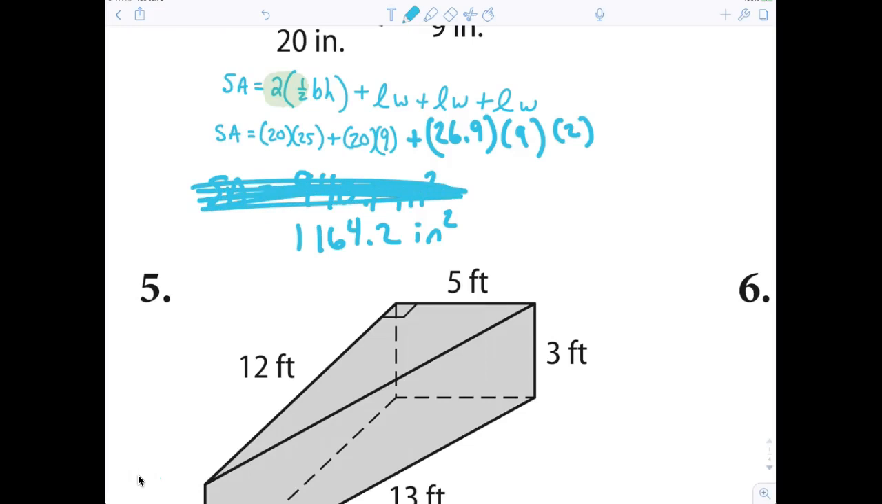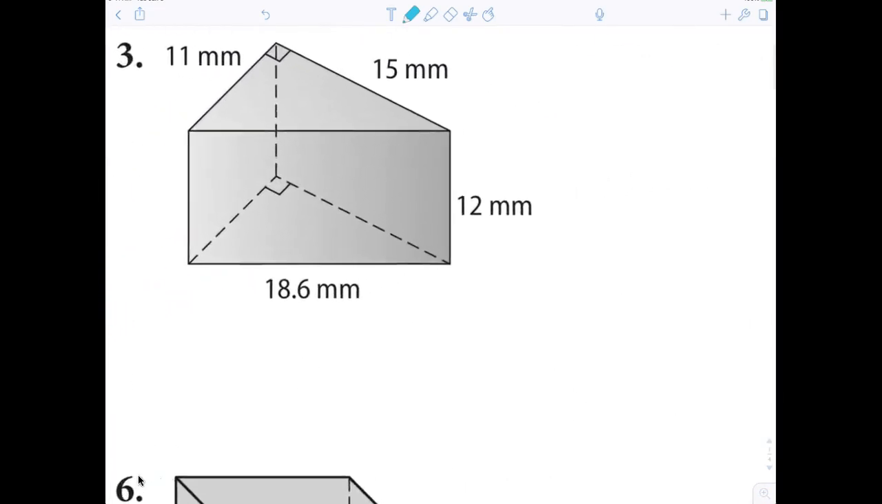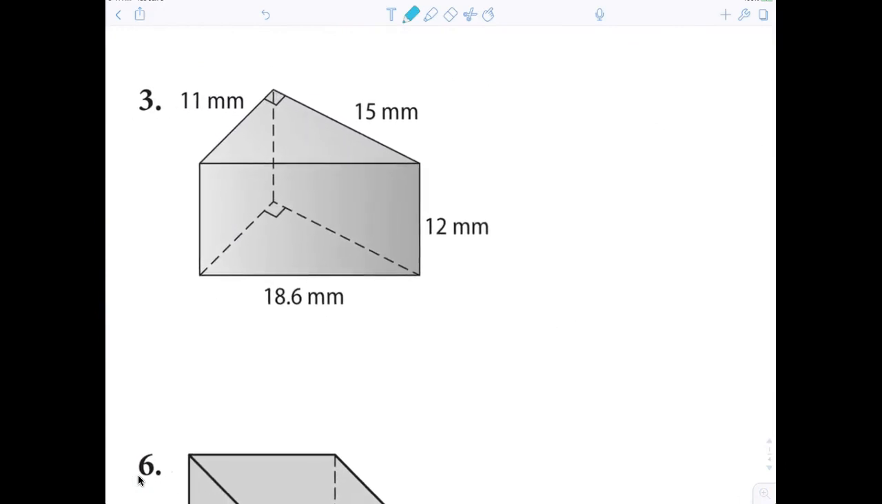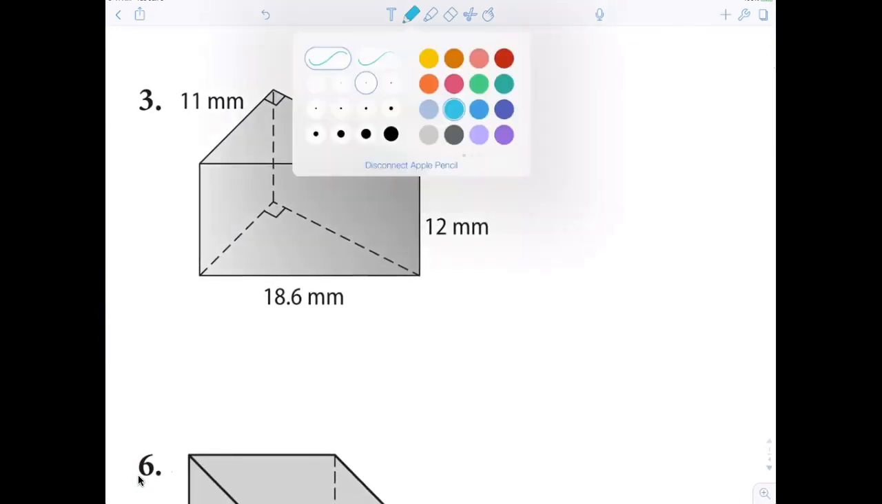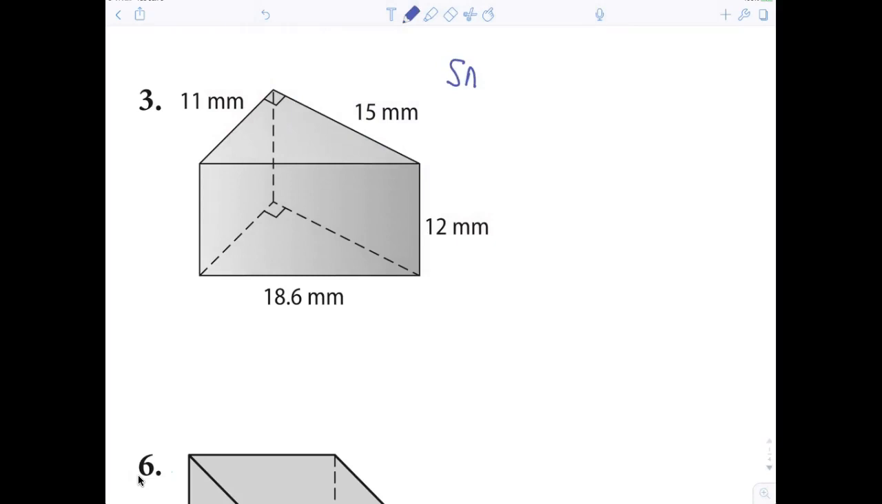Okay, so let's take a look now at question number 3. Okay, so surface area. How many triangles? 2, right? So we're going to go 2 times 1/2 BH. How many rectangles? 3. Are any of them the same?